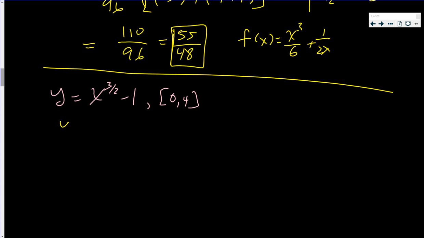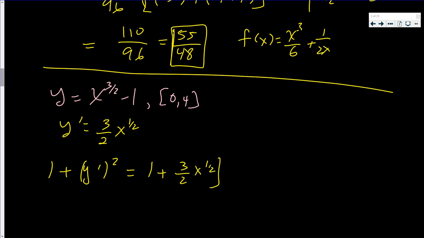So, first I would find the derivative. It's 3/2 x to the 1/2. Okay, that's the derivative. So now we want to know what 1 plus the derivative squared is. Well, there's the 1, and this here is the derivative squared. So we have 1 plus 3 squared over 2 squared, and the square root of x squared is just x. So we would write this with a common denominator.